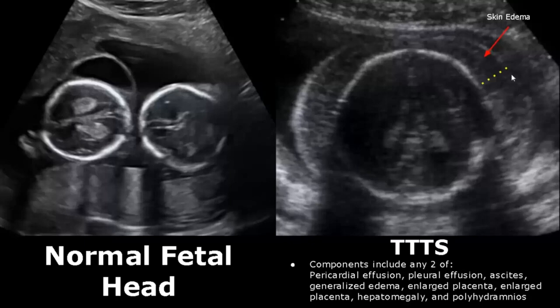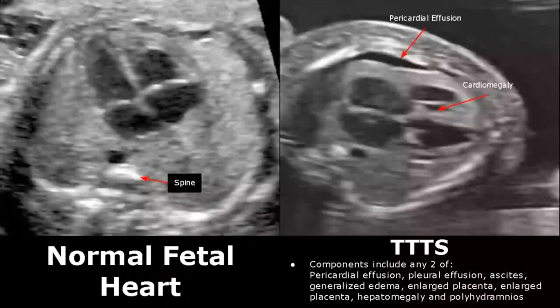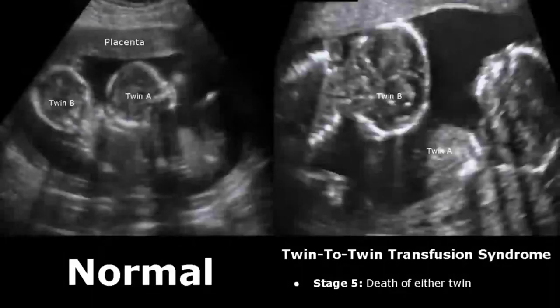Skin edema causes skin thickening. In this image, we see ascites as well as pleural effusion. Here we have pericardial effusion and cardiomegaly. We see an enlarged heart and accumulation of pericardial fluid. In the final stage of twin-to-twin transfusion syndrome, death occurs in either twin.